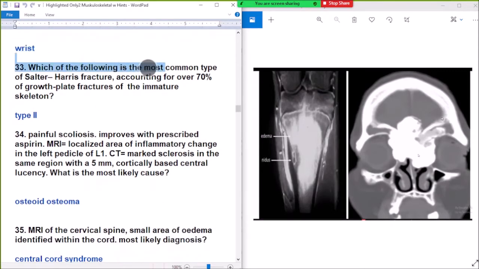Question number 33. Which of the following is the most common type of Salter-Harris fracture, accounting for over 70% of growth plate fractures of the immature skeleton? Type 2. The most common type of Salter-Harris fracture is type 2.